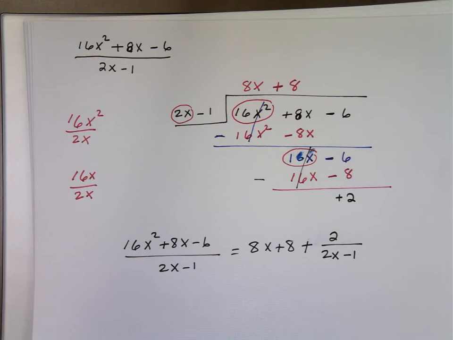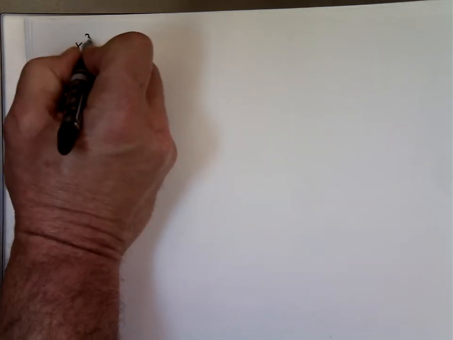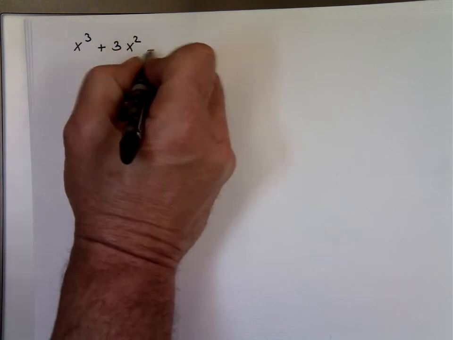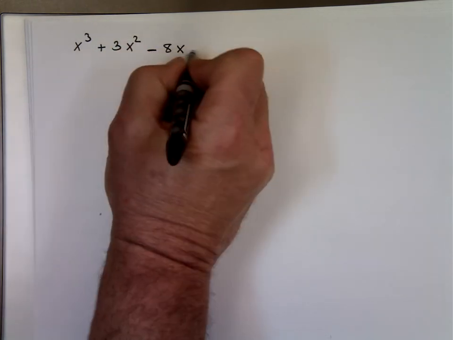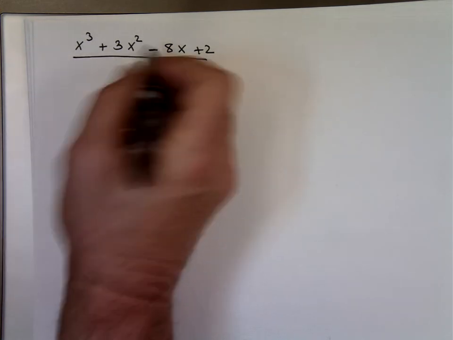Let's try one more. We have time for one more. I'll make it a little bit bigger, just in case you like them so much. X cubed plus 3x squared minus 8x plus 2 divided by x plus 5.